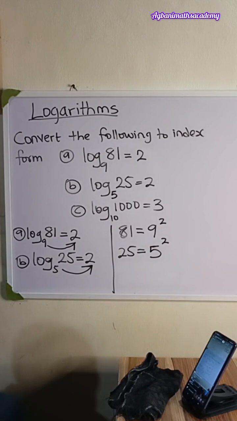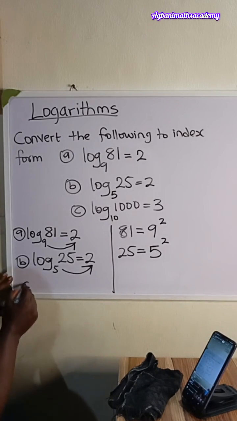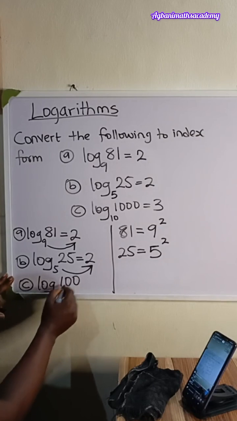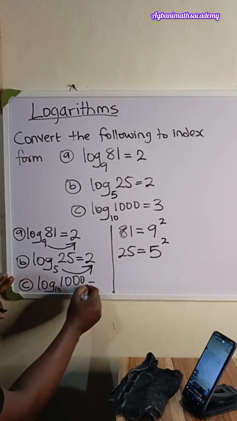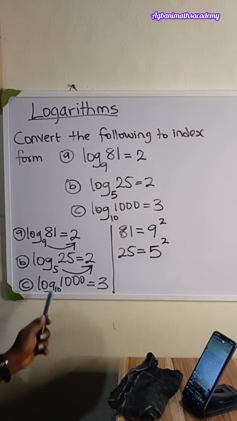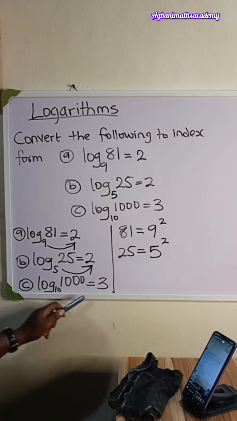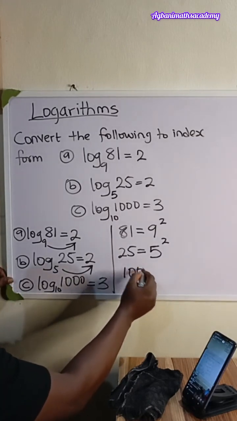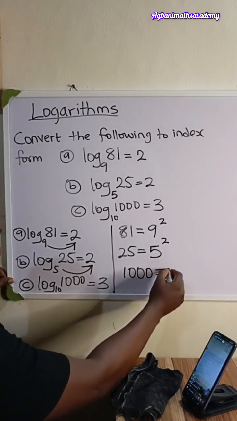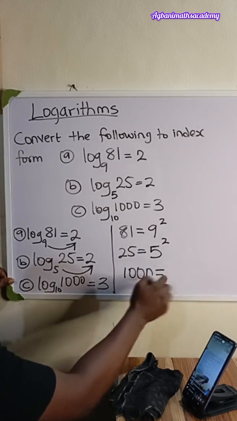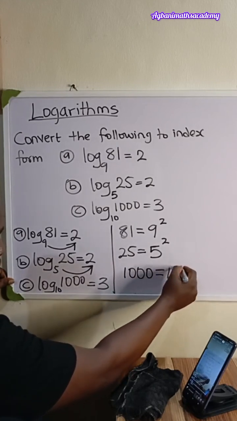And let's look at the next one. C, we have log 1000 base 10 is equal to 3. So this 10 at the base moves to the right, and this becomes 1000 is equal to 10 to the power of 3.